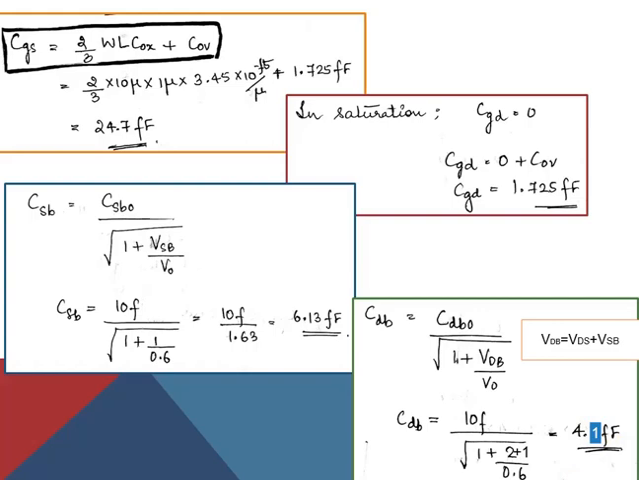When we compute CSB and CDB, we need to be careful because here we are not considering the overlap capacitance value. It's only when we compute the gate capacitive effects that the overlap capacitance has to be added.